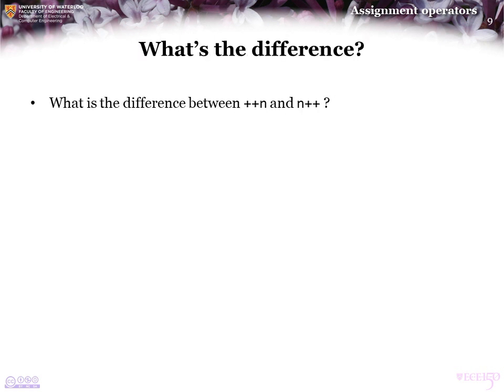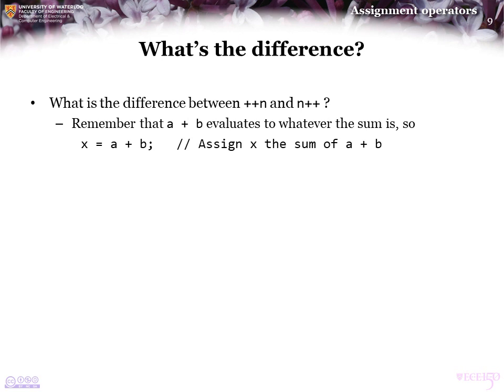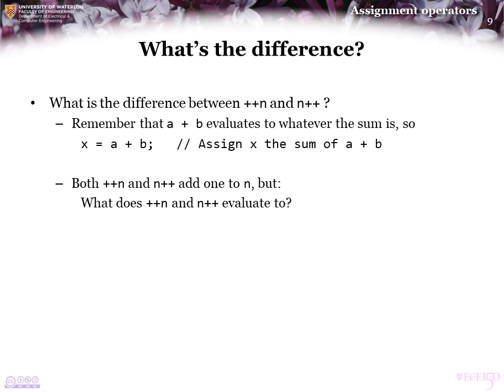Now, you're going to ask, what's the difference between ++n and n++? Remember that the addition operator, when applied to a plus b, evaluates to the sum of the operands. So if I assign x the value of a plus b, given a and b, that sum is calculated, and whatever it results in is assigned to the local variable x. Both ++n and n++ add 1 to n, but what do ++n and n++ evaluate to?